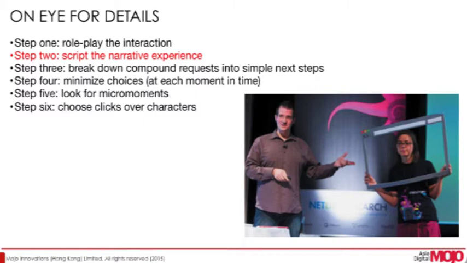And by acting out the conversations, you break down component requests into simple next steps. And step 4 is to minimize choices at each moment in time. And step 5 is to look for micro moments. Step 6 is to choose clicks over characters. You need to make sure there are people who click through your system and check whether it fits the user experience behavior.